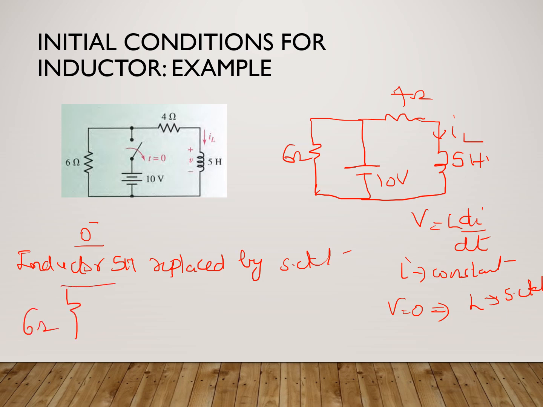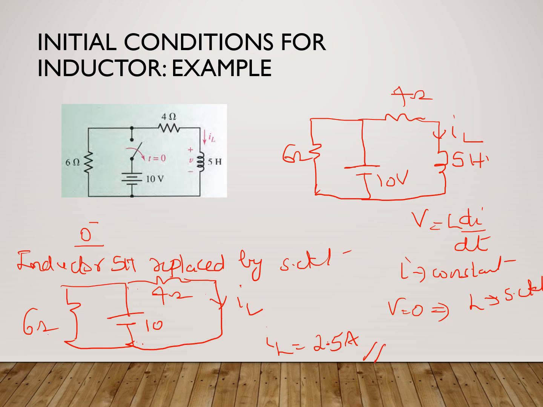This is the 6 ohm, the 10 volt source, and then we have this 4 ohm, and I'm replacing the inductor with a short circuit. We have to find this current I. Now 4 and 6 are in parallel, so the voltage across this and this is the same. The 10 volt is across the 4 ohm. The current through the 4 ohm will be 10 by 4, which is 2.5 ampere, so IL is 2.5 ampere. This is the current which was flowing through the inductor just before the switch was opened.